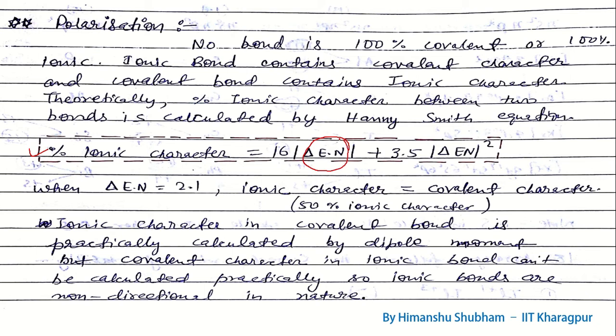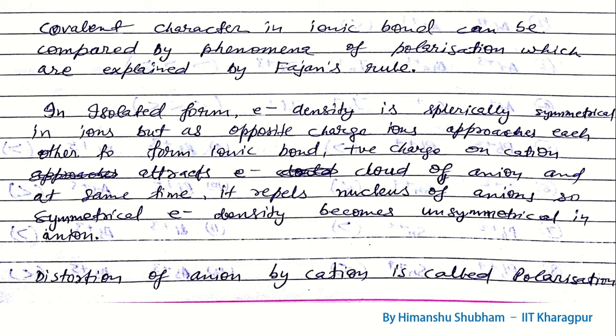We need to know the delta electronegativity, that is the electronegativity difference between the atoms that are bonded together. And here is a special case: when delta electronegativity is 2.1, the bond would be 50% ionic and 50% covalent. Now we can calculate the percent ionic character in any covalent bond using the formula. But what about calculating the percent covalent character in any bond? The answer is that we cannot practically calculate the covalent character in an ionic bond, but we can compare the percentage of covalent character between two bonds by using Fajan's rule.